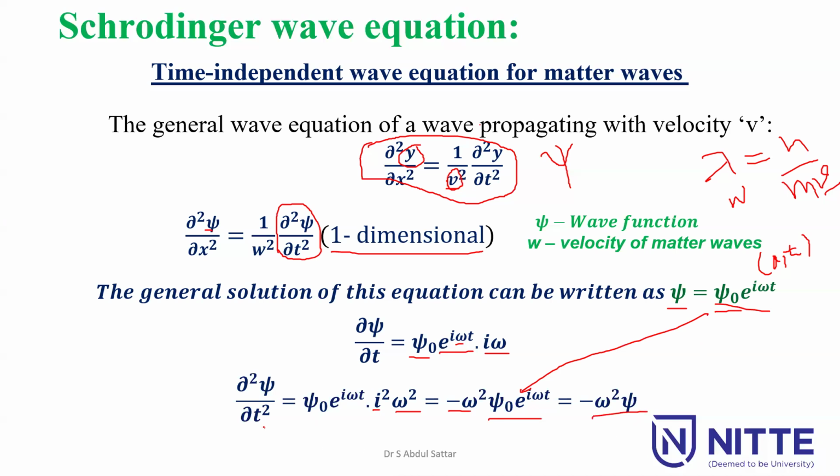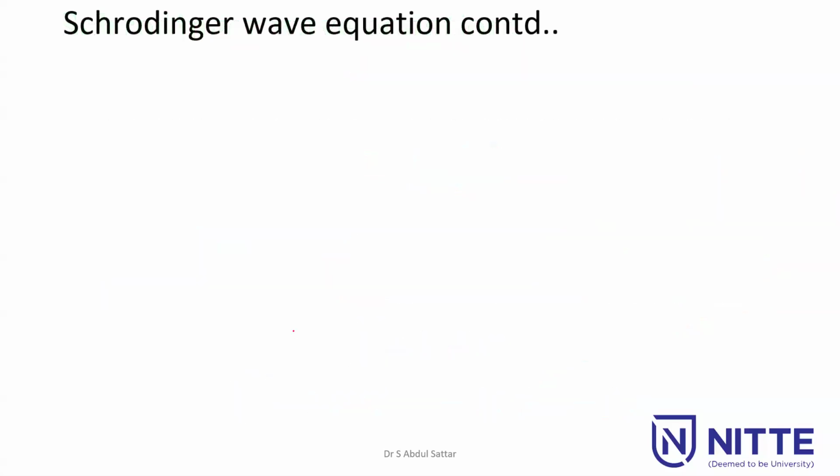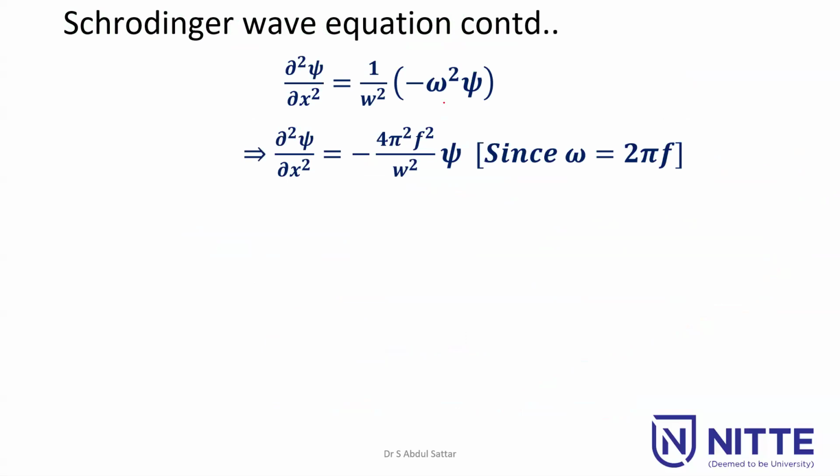So this value of ∂²ψ/∂t² we are substituting in this equation. Then this equation becomes ∂²ψ/∂x² = 1/w² × (−ω²) ψ. We know ω is the angular frequency, which is equal to 2πf. So we are replacing ω with 2πf. Then ω² becomes 4π²f², and w² is already there, into ψ.